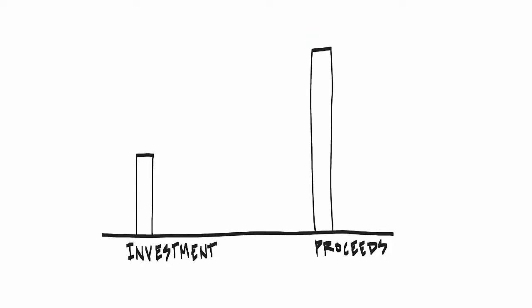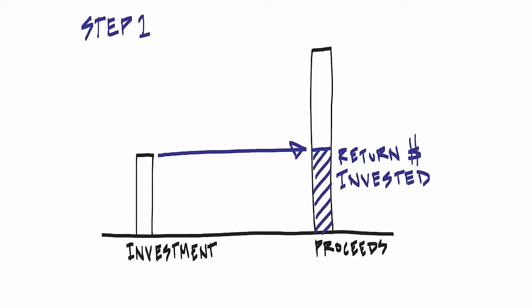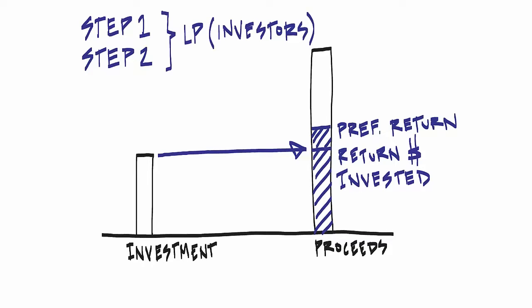In a distribution waterfall, generally the first step is to return dollars invested to the limited partners. Most carry structures also allow for a preferred return to the limited partners. So before the general partnership realizes any compensation, the investors get their capital back plus the preferred return.